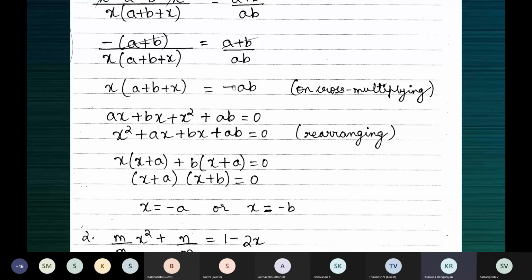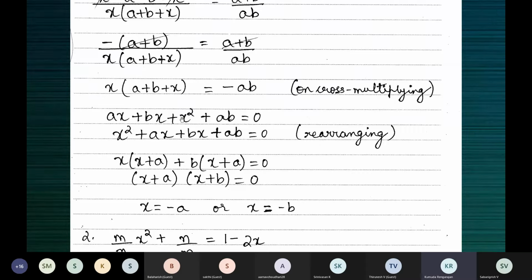Bring everything to the same side. This one also to this side is equal to 0. We have 4 terms. Now, how to group? Group the x squared with one x term, and then the other x term and the constant. You can group anything. You can group x squared with bx also.